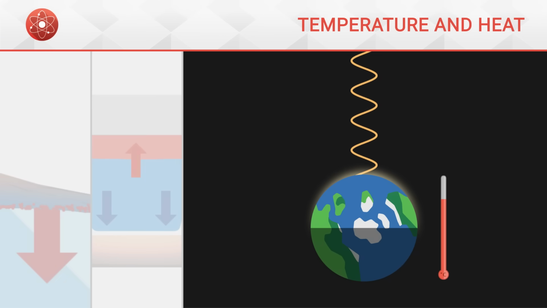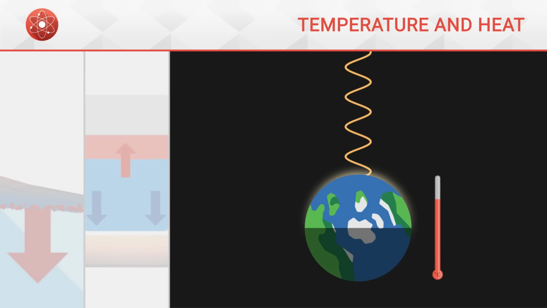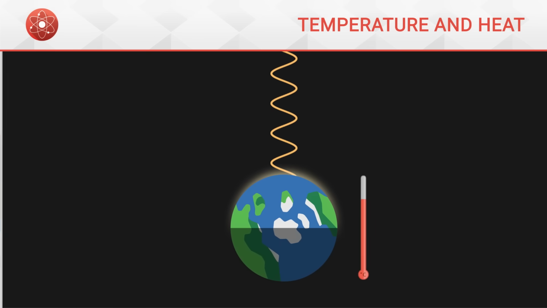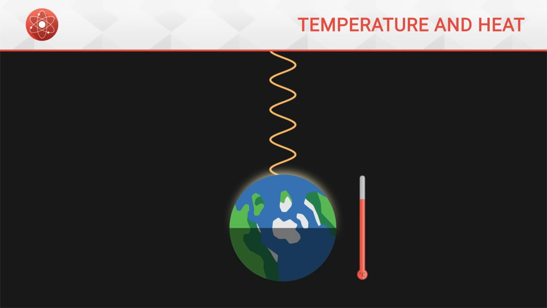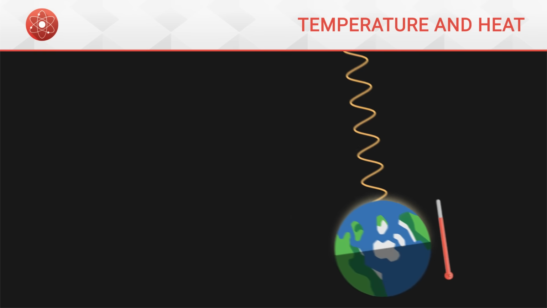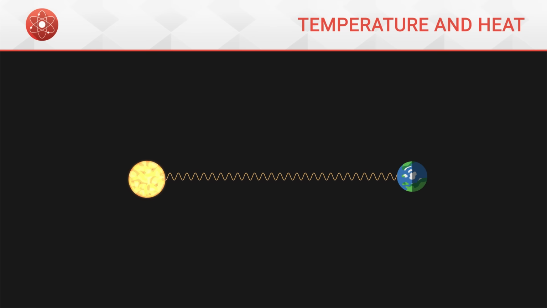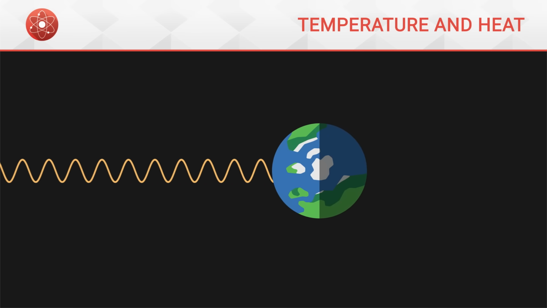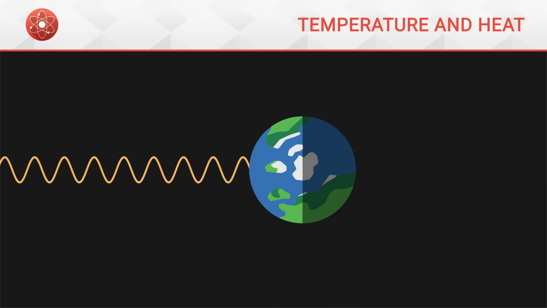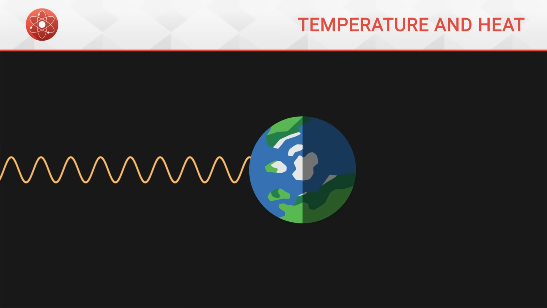This phenomenon, which turns agitation into radiation and vice versa, is the only process that enables heat to be exchanged through a vacuum. It is thanks to this phenomenon that the Sun is able to warm up the Earth from tens of millions of kilometers away. This is what has allowed the presence of liquid water on our planet's surface and the development of complex life as we know it.